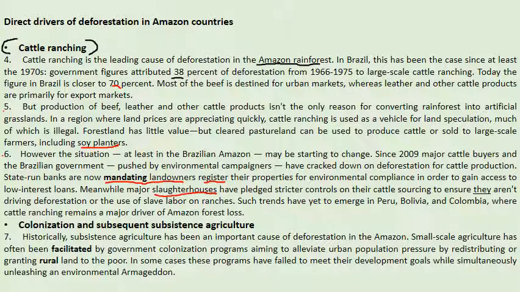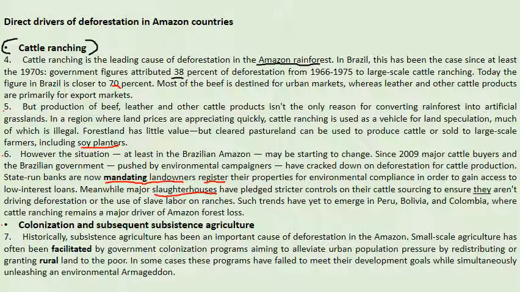Such trends have yet to emerge in Peru, Bolivia, and Colombia, where cattle ranching remains a major driver of Amazon forest loss. So the information in paragraph 6 shows us that Brazil has started to do something about it, mandating or forcing landowners to have some environmental limitations or restrictions. However, in the rest of the countries mentioned, this is not the case.